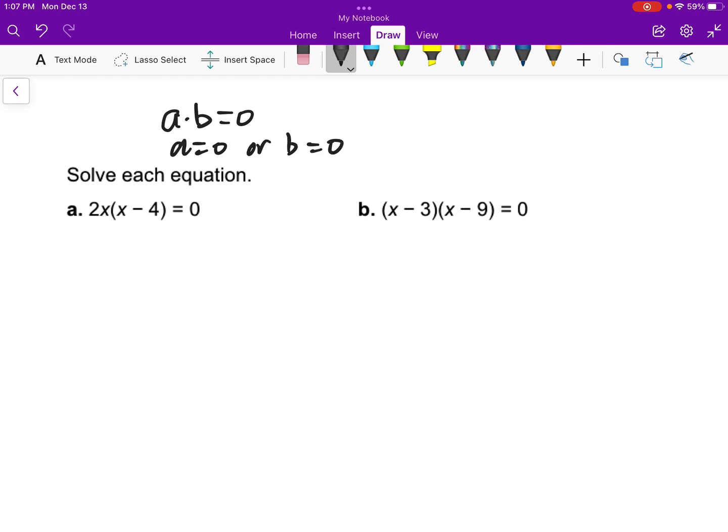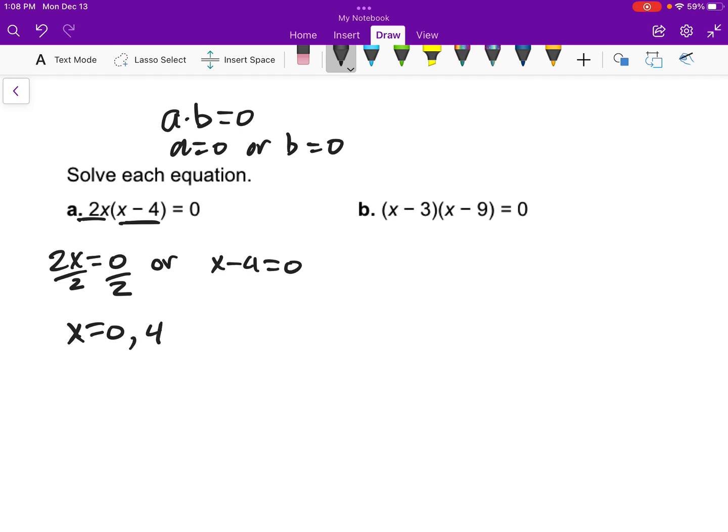So if I come down to this equation, I've got to make sure it's equal to zero, which it is. And then just look at your two factors. I have a factor of 2x and a factor of x minus 4. Well, if I multiply those two together and get zero, that means either the first one has to equal zero or the second one has to equal zero. And if I can solve those two equations, I have the solution to the equation up above. So I'm going to divide by 2, x equals 0, add the 4 over, so x could also equal 4.